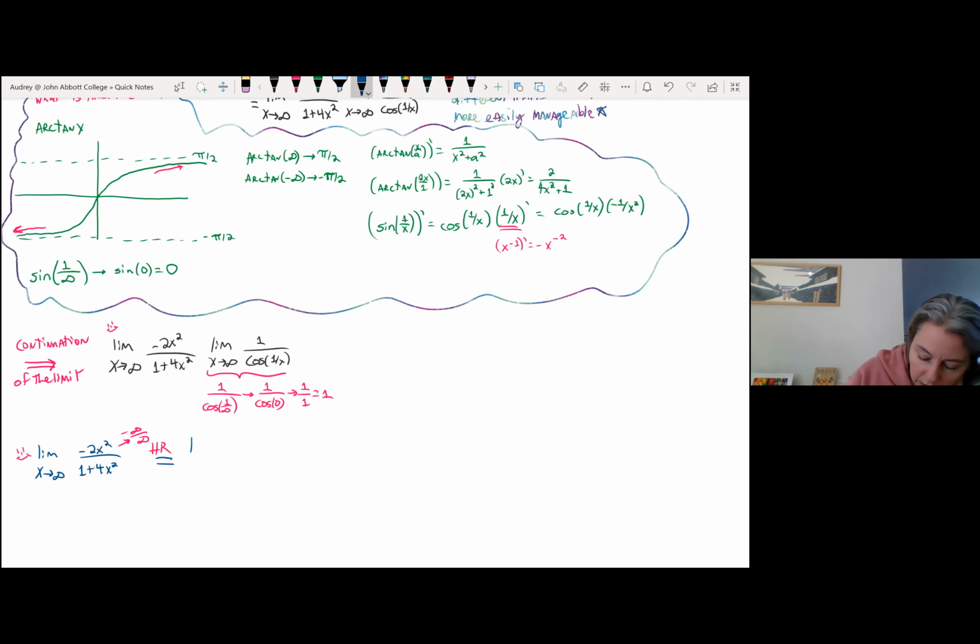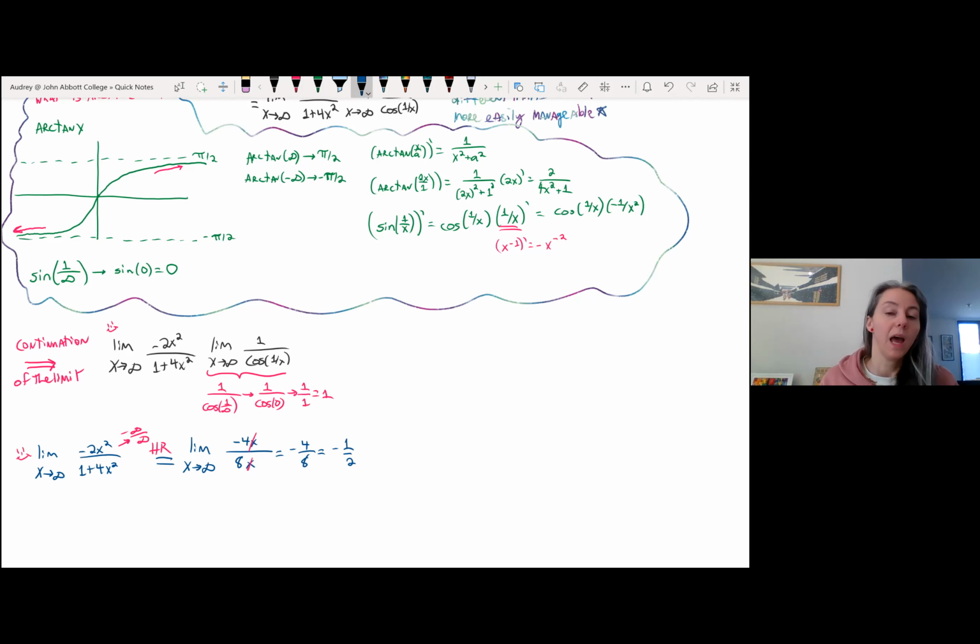So then we'll get that this is equal to the limit as x goes to infinity of negative 4x over 8x. Those x's cancel out, and this gives me negative 4 over 8, which gives me negative 1/2. So there I was able to finish this with just one more application of L'Hopital's rule.